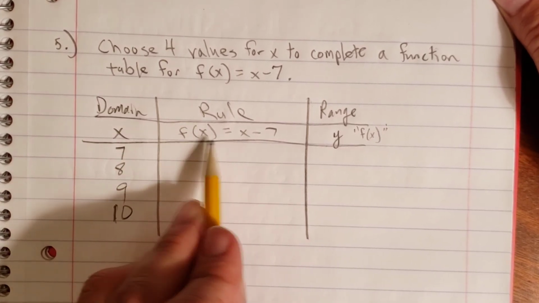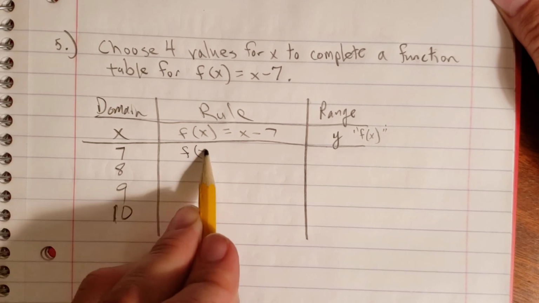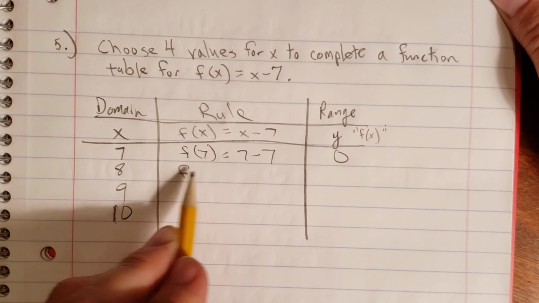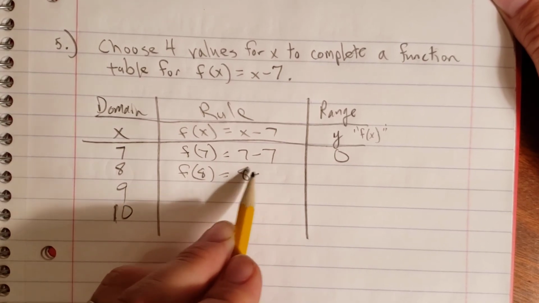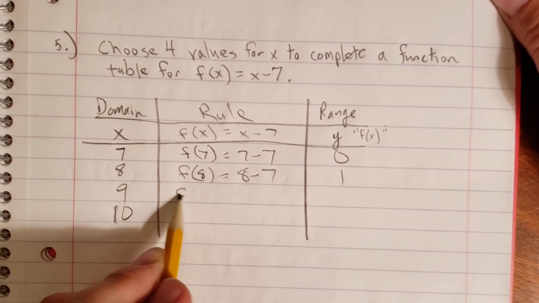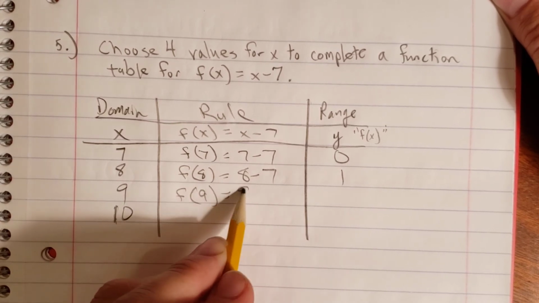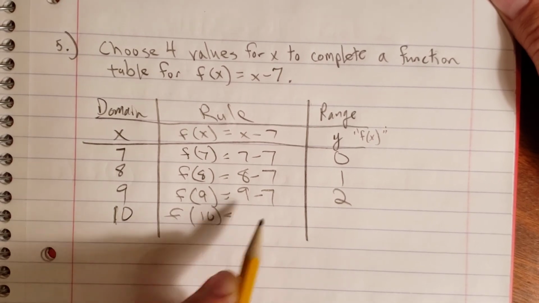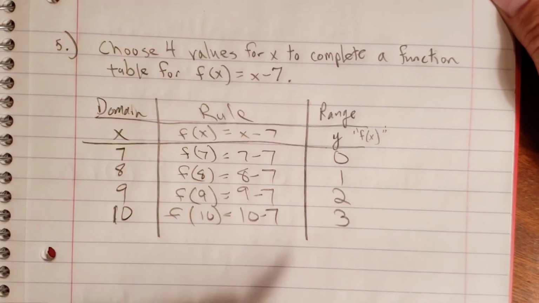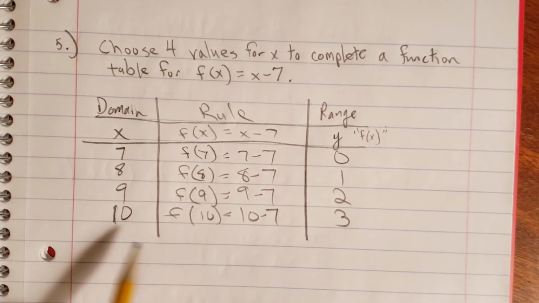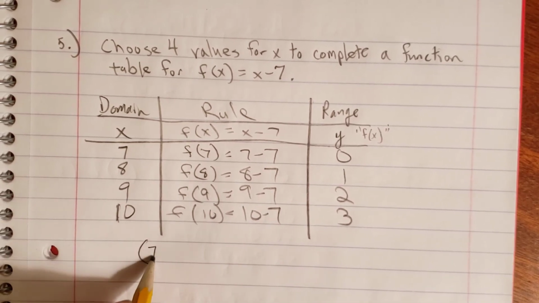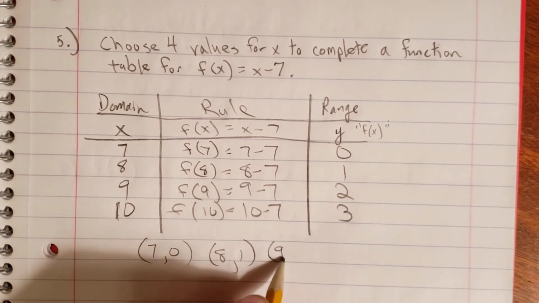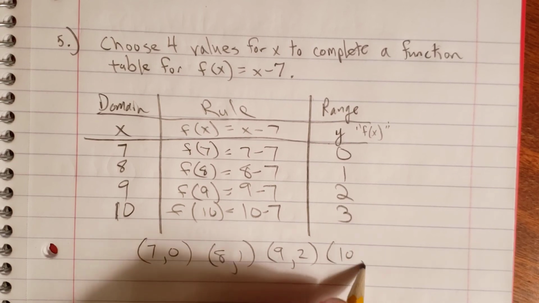So I'm going to do my rule. F of 7 equals 7 minus 7. That's 0. F of 8 equals 8 minus 7, which is 1. F of 9 equals 9 minus 7, which is 2. And f of 10 equals 10 minus 7, which is 3. So I've made all my pairings. If I wrote them as ordered pairs, I'd get 7, 0, 8, 1, 9, 2, and 10, 3.